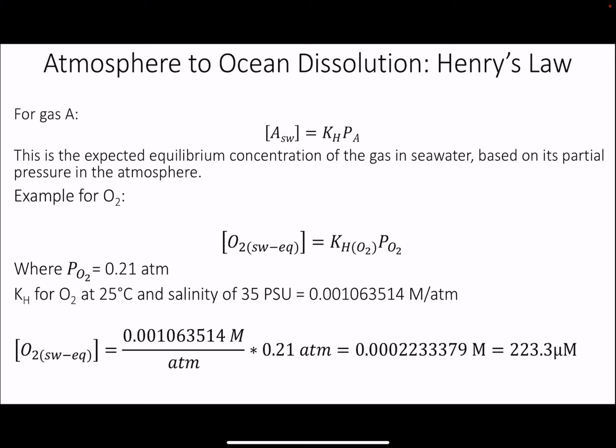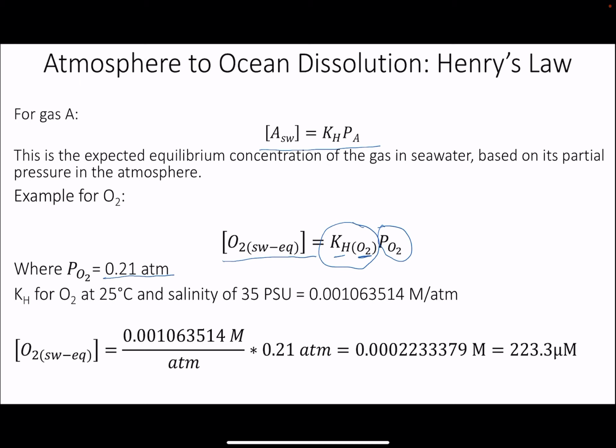So I've given you a generic example in the previous slide for gas A, but let's look at it for oxygen. So the partial pressure of oxygen times the Henry's law constant for oxygen. So this Henry's law constant is gas specific. And you multiply those and it will give you the concentration of O2 in seawater at equilibrium. So we know the partial pressure of oxygen. It's 0.21 mole per mole, which is the same as saying 0.21 atmospheres, or 21% of the atmosphere.